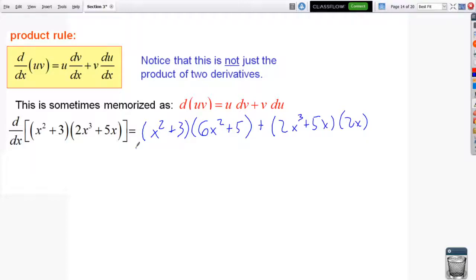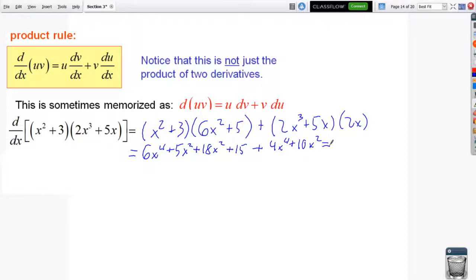non-simplified stuff up here. So some of us might have to actually do the foiling. So we'd have first 6x to the fourth, outside plus 5x squared, inside plus 18x squared, plus last 15, plus distribute your 2x, so we'd have 4x to the fourth plus 10x squared. And then of course if we go that far we might as well combine like terms.